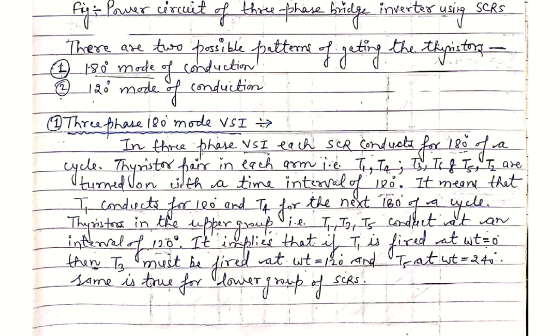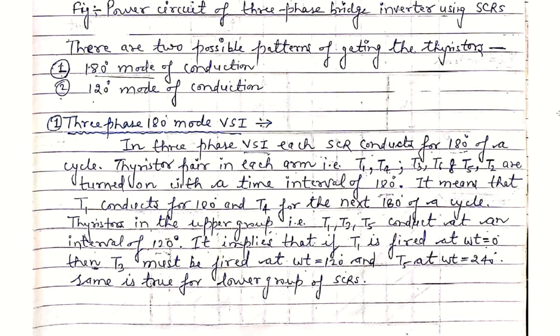In the three-phase VSI, each SCR conducts for 180 degrees of a cycle. So each SCR, whether it is T1, T2, T3 or T4, conducts for a 180 degree duration in a cycle of 360 degrees. T1 conducts for 180 degrees and T4 for the next 180 degrees. In this way each SCR conducts for a 180 degree duration, because, as its name tells us, it is the 180 degree mode of conduction.